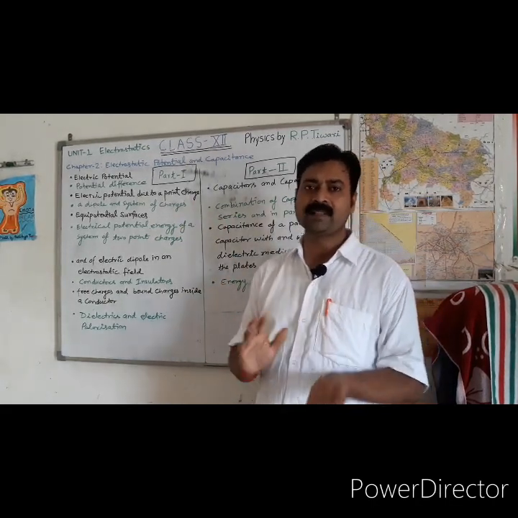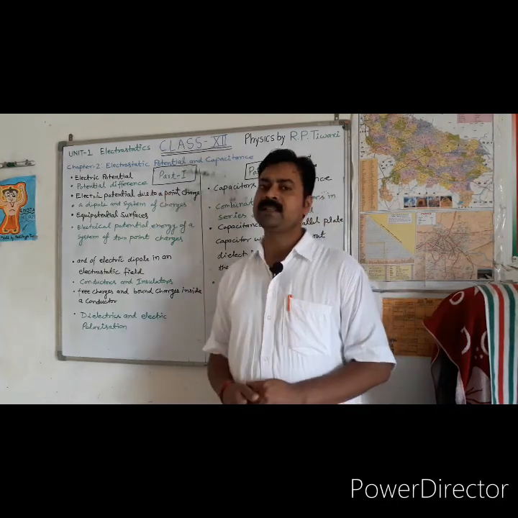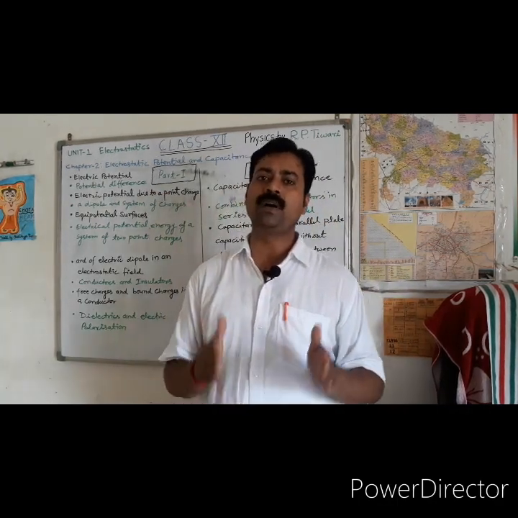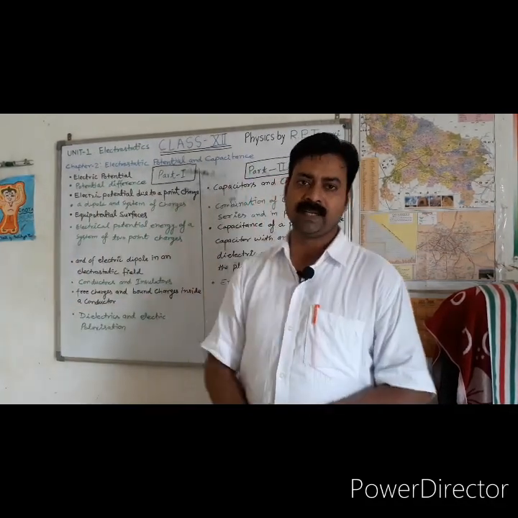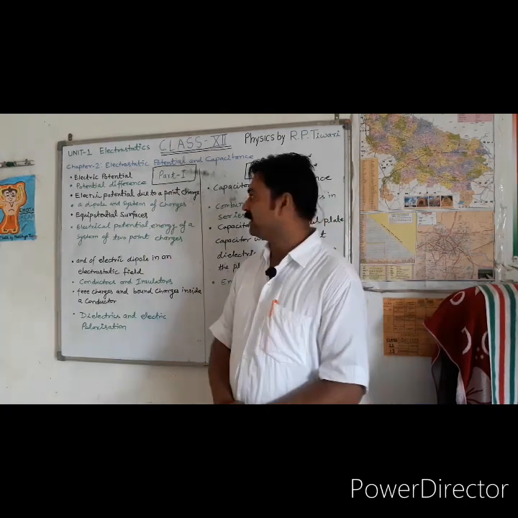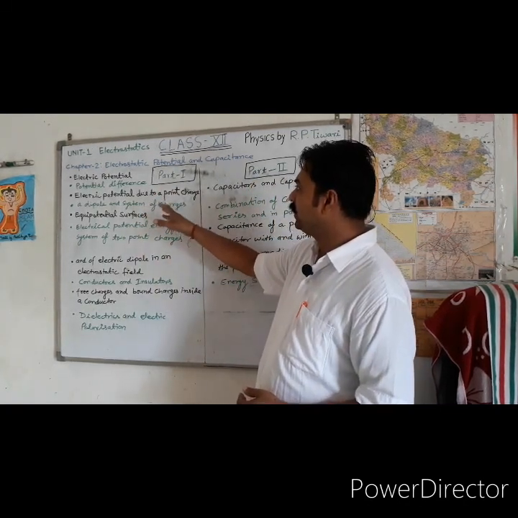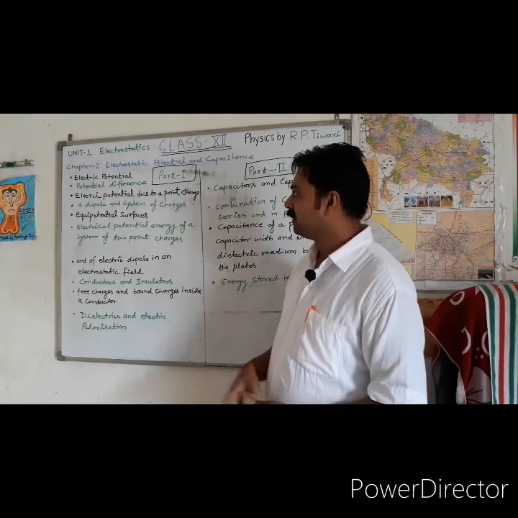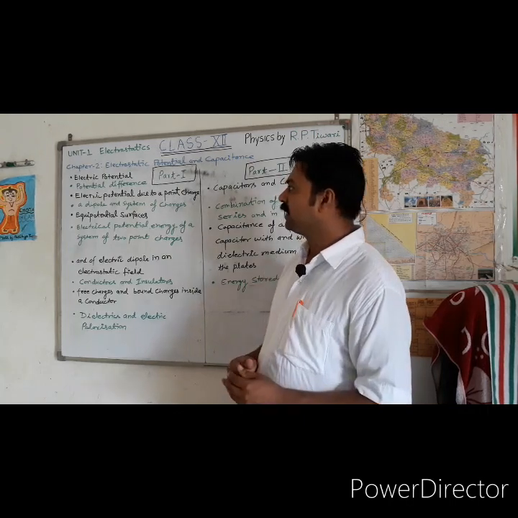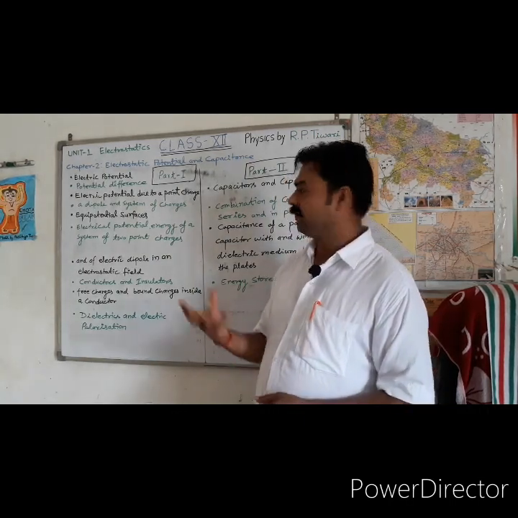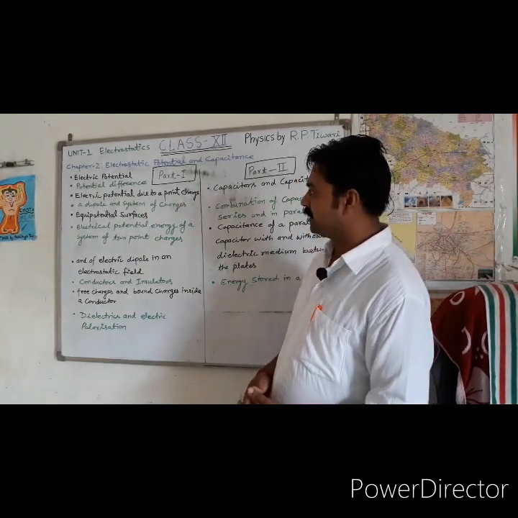Electric potential is the same as the work done, and potential difference is the work done to move a unit positive charge from one point to another point. The next topic is electric potential due to a point charge. This topic has a derivation, and after the derivation we get a formula for electric potential due to a point charge.